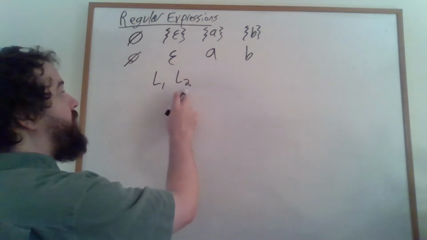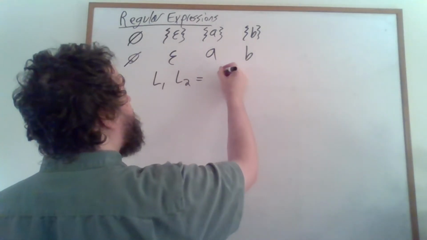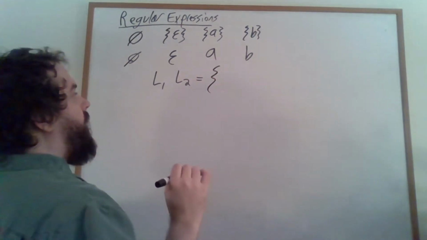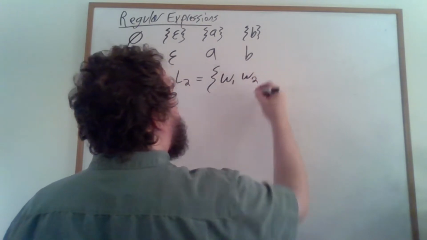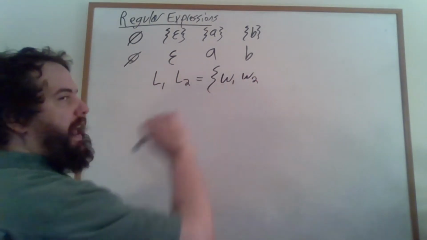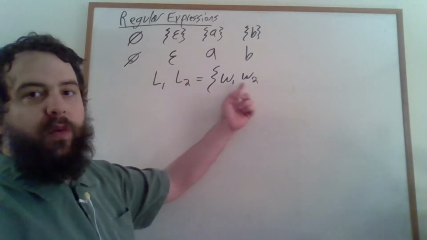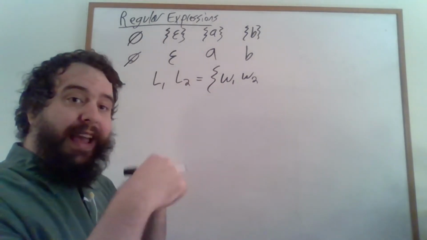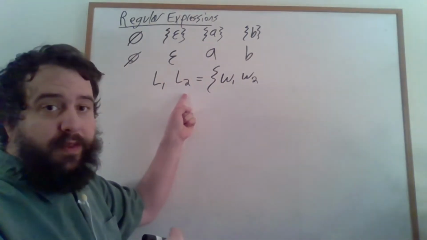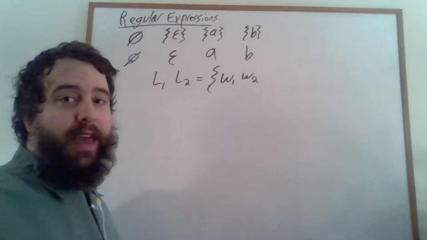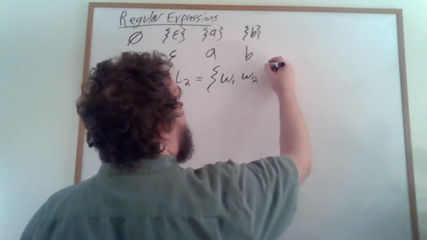So here we have 2 languages, 2 collections of words, and if we want to concatenate them together, all we need to do is take the set of all concatenations of one word from the first language and another word from the second language. So we take every possible combination of something from the first and something from the second language, and then we concatenate them all together, and we get this new collection of words, which is our new language.